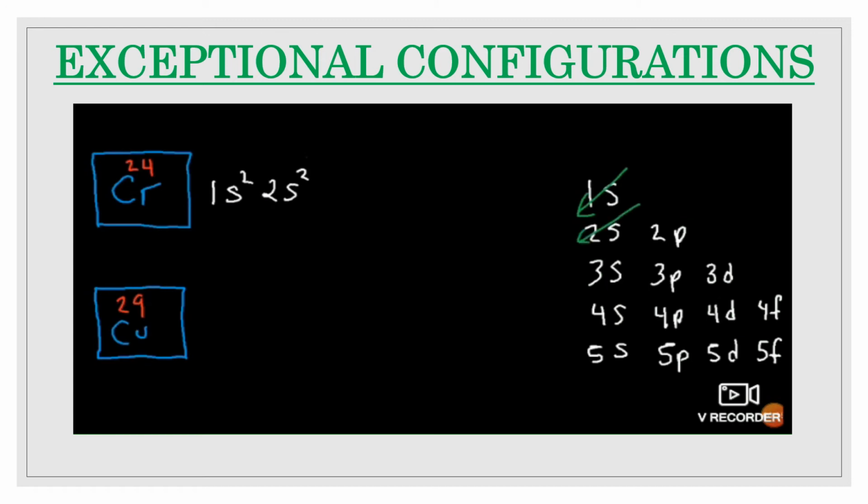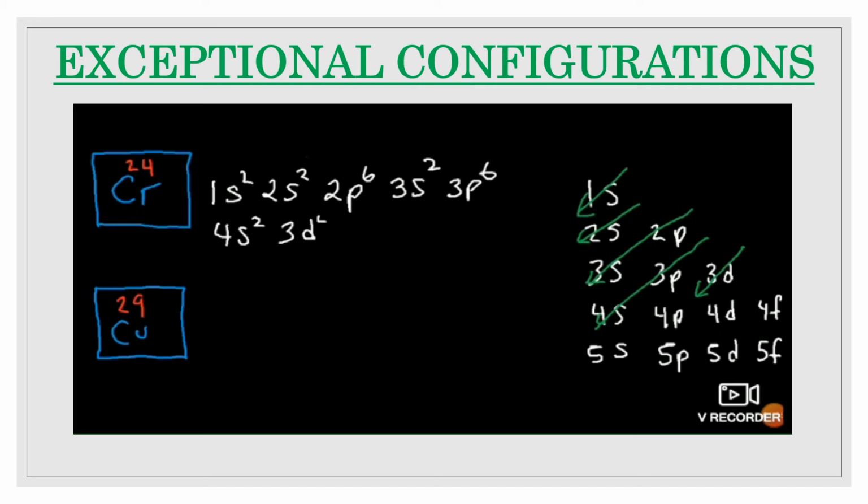So that's 2s2. Then after 2s comes 2p. The p sublevel has 6 electrons. And then we have 3s, which is 2 electrons. After 3s we have 3p6, and then 4s2. After 4s, we have the 3d level, 3d4. Notice that the exponents add to 24.